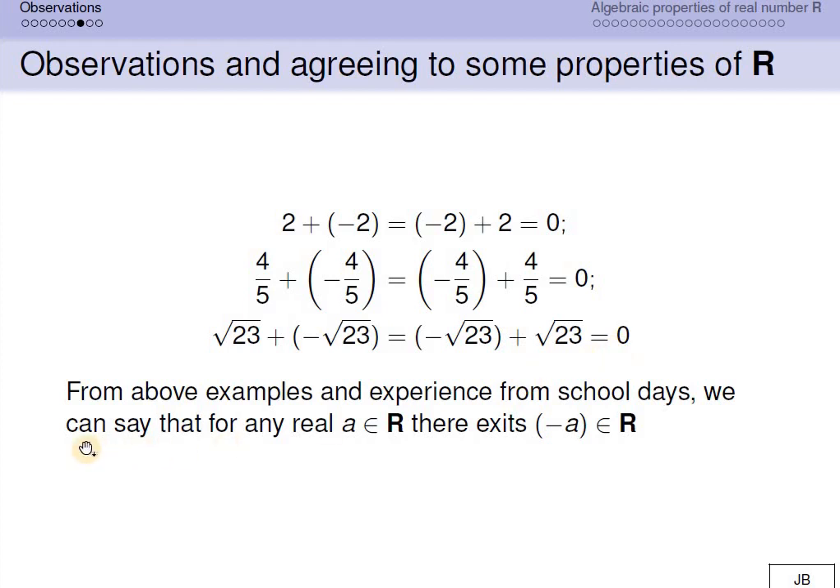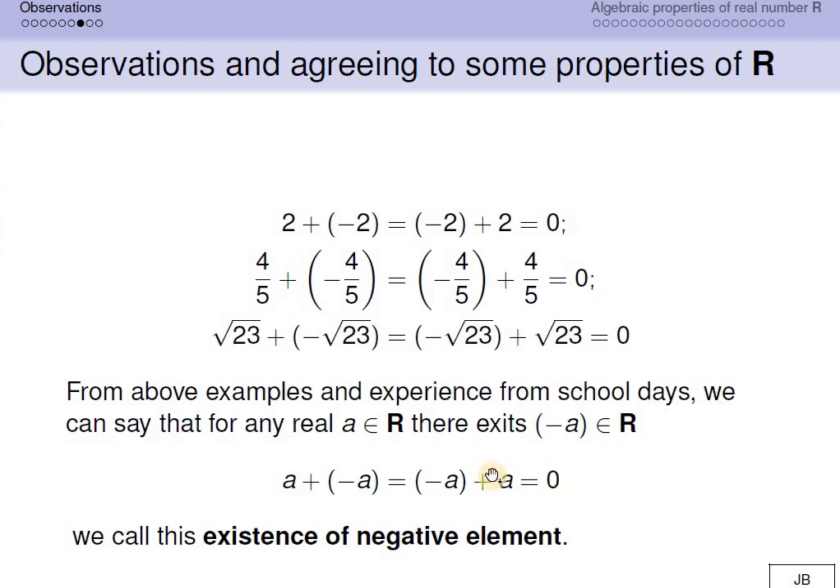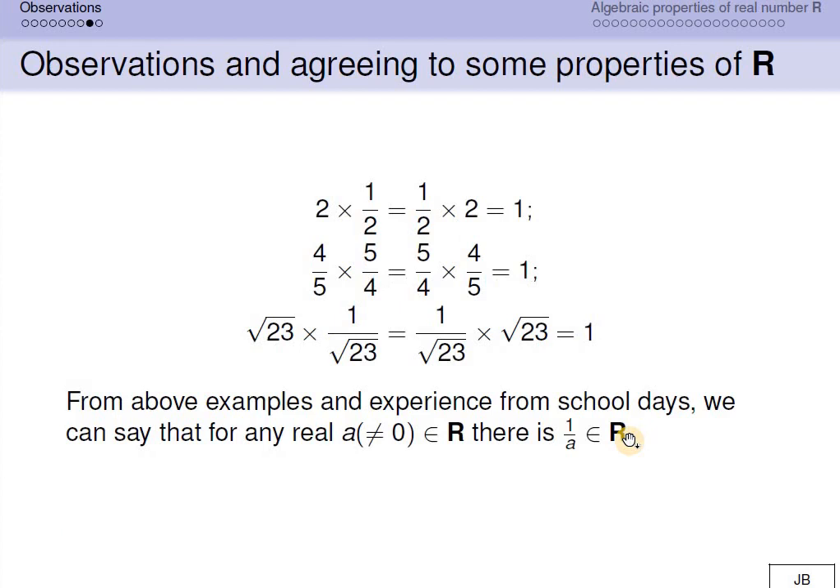So from these examples and our experience, we can say that for any real number a, there exists a minus a belongs to R which satisfies this condition: a plus minus a is equal to minus a plus a equal to 0. So this is called the existence of the negative element. The counterpart of this under multiplication is this.